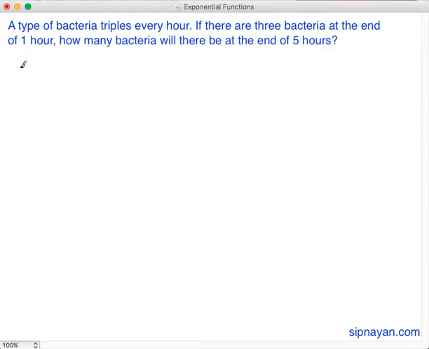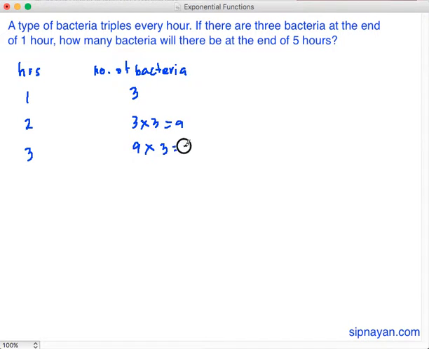So ito yung at the end of 1 hour, the number at the end of n hours, the number of bacteria. So pag 1 hour, meron tayong 3 bacteria. Pag 2 hours, sabi niya nagtitriple siya, no? So magiging 3 times 3, which is equal to 9, di ba? Tapos at the end of 3 hours, yung 9 na yan, magtitriple rin yan, magiging 27. At the end of 4 hours, magkakaroon tayo ng 27 times 3 na bacteria, which is 81.